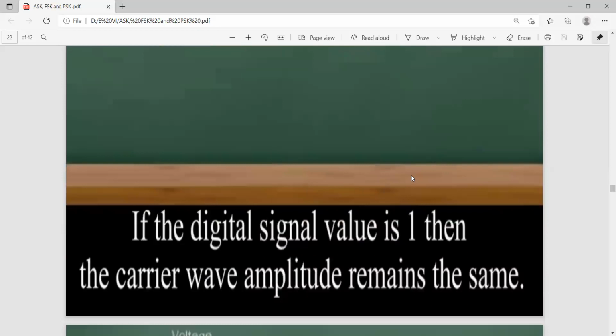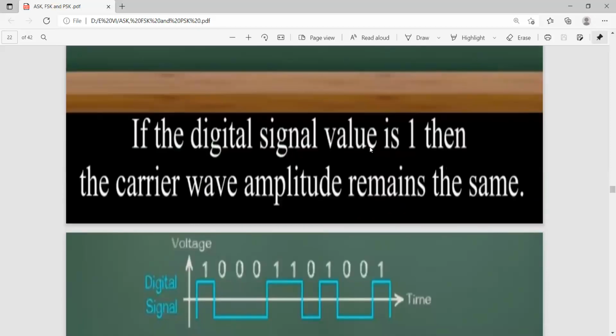So suppose the digital signal is 1, what happens? The digital signal is 0, what happens? You can observe that if the digital signal value is 1, then the carrier wave amplitude remains the same. The digital input is high, so for this condition there is no change in the carrier wave.